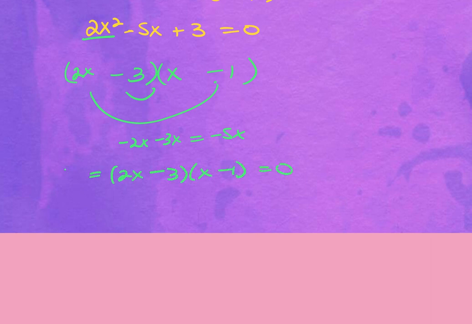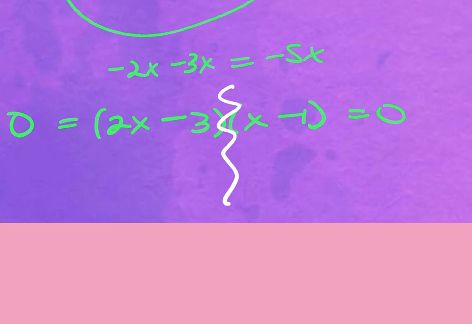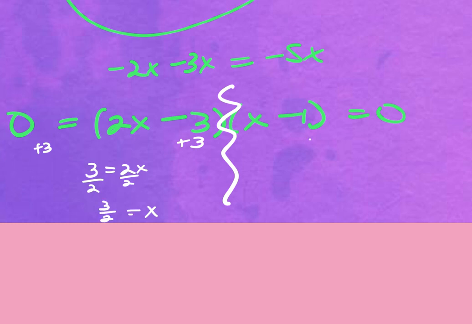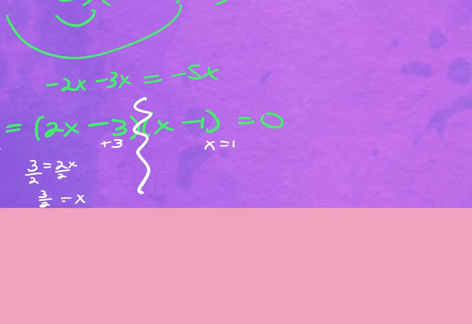And I split and solve. So on the left, I add the 3 and divide by 2. And on the right, I add the 1.